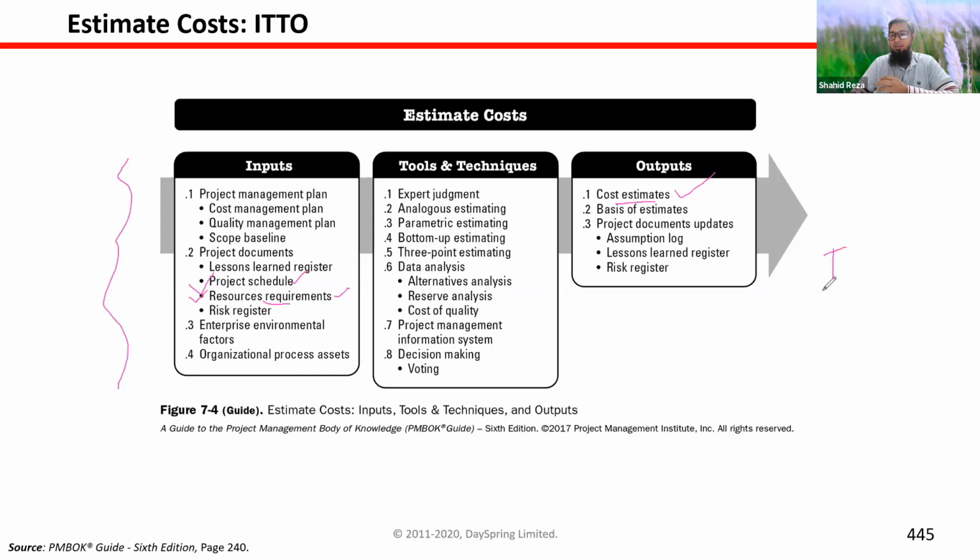For every task, if we know the resource and the duration, and the rate of the resource, that means the dollar value of the resource, then we can easily calculate the estimate cost of this task. That is the estimate cost, right? So using this input, we can find out the cost estimate for each and every task.